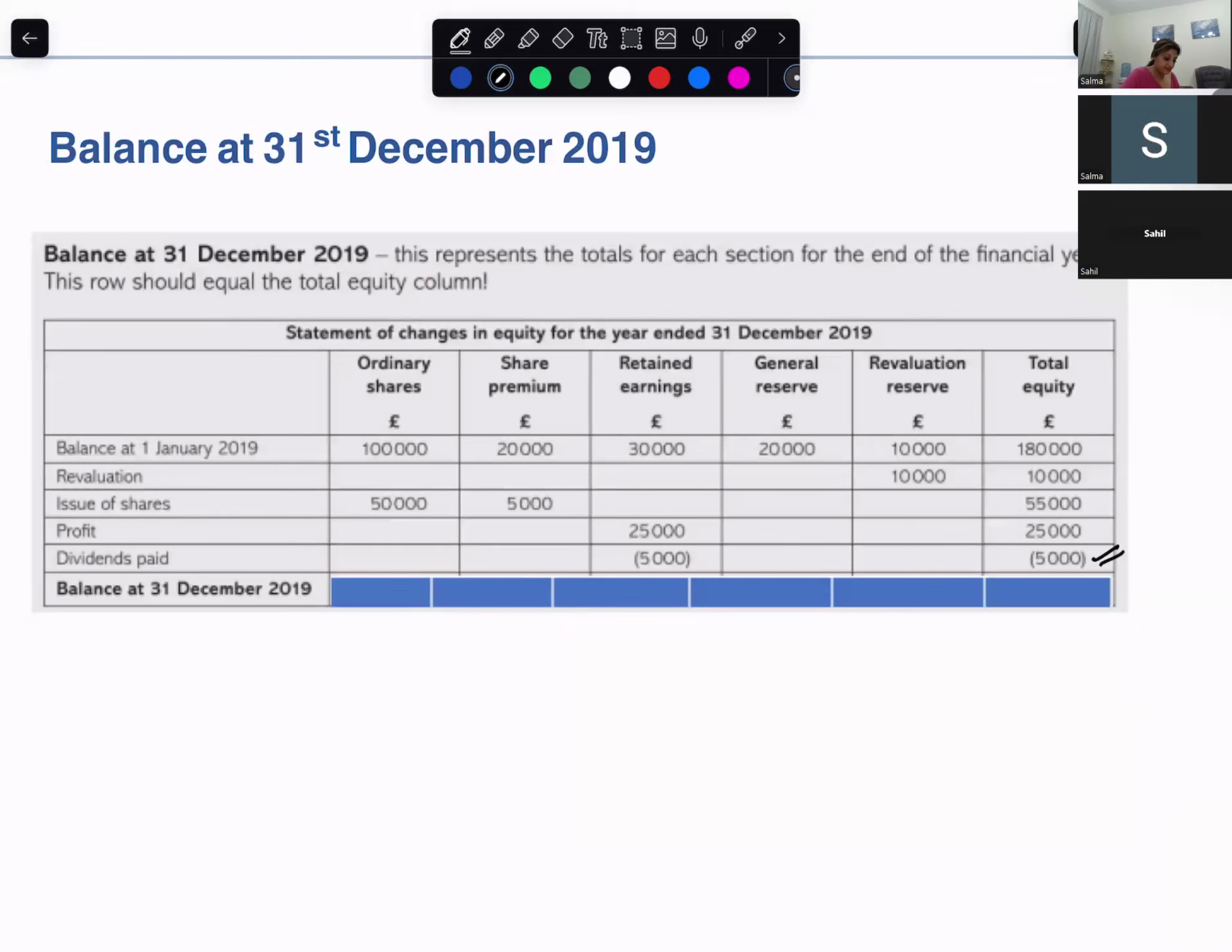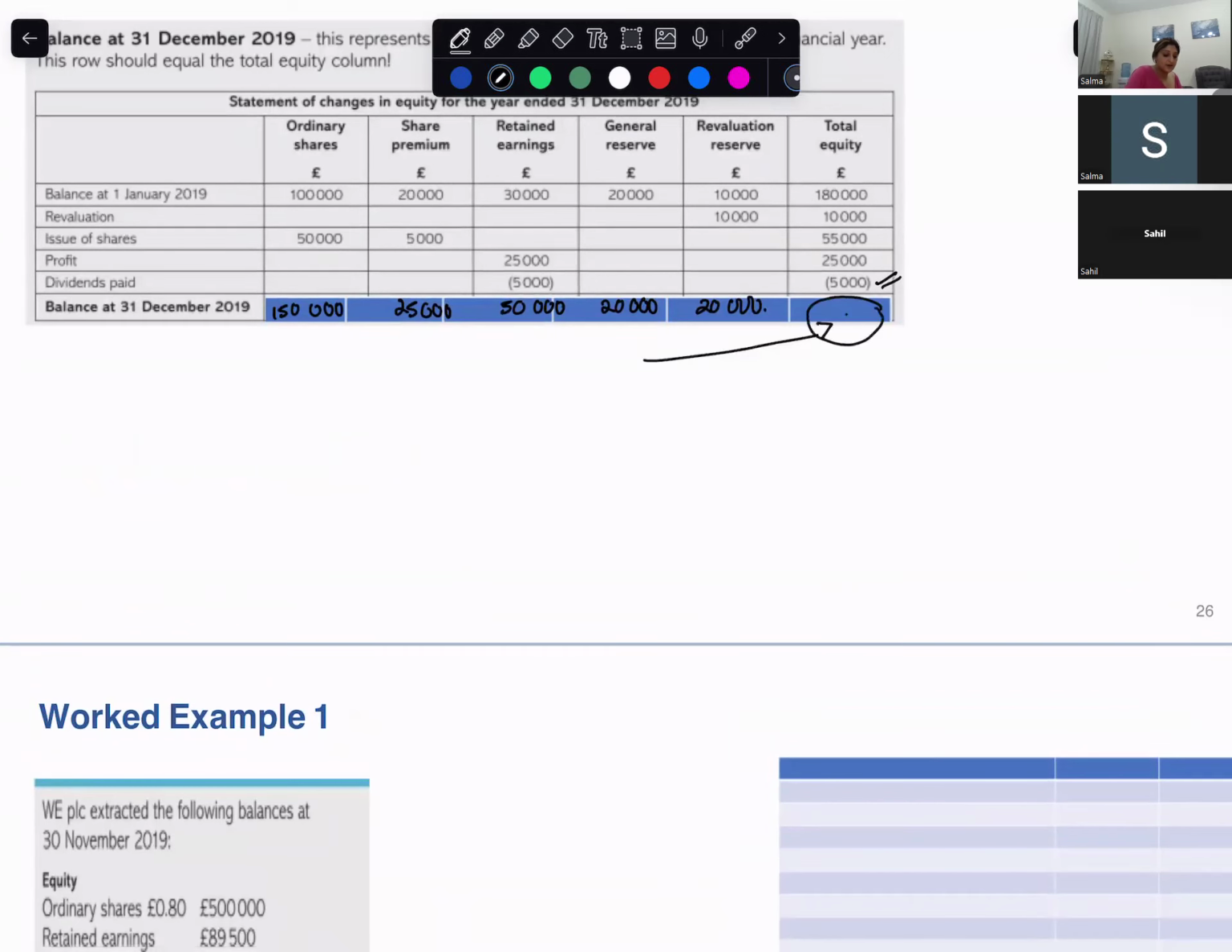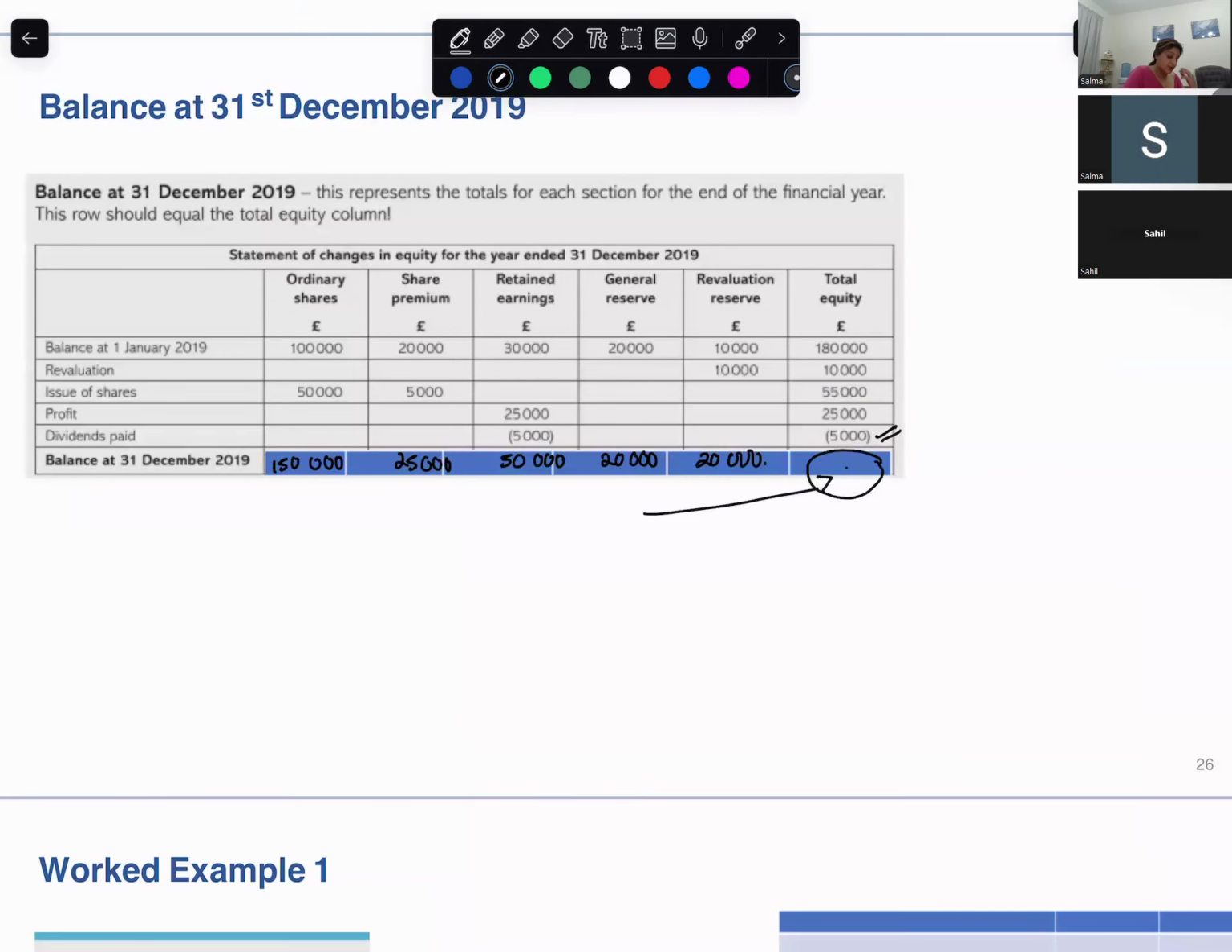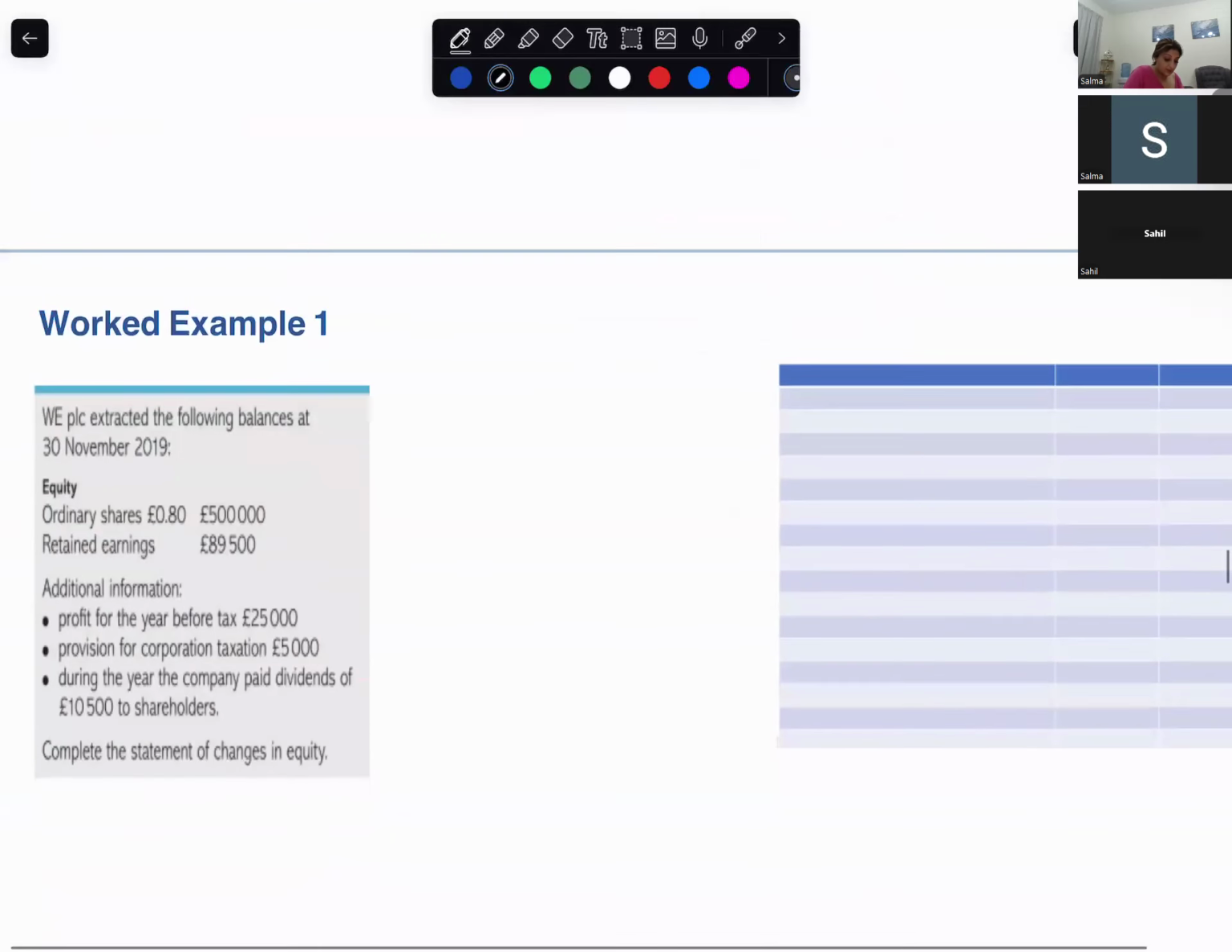Just have to calculate now. Ordinary shares will come up to 150,000. Share premium will come to 25,000. And retained earnings will come up to 50,000. General reserve 20, revaluation reserve 20. And then you will just add this and put it. This is your statement of changes in equity, or I could say this is your total equity. This final figure should be there in your statement of financial position. Are you with me?